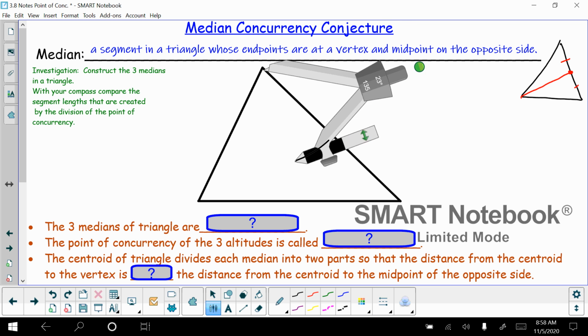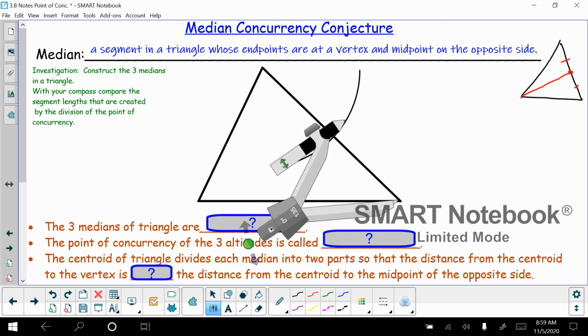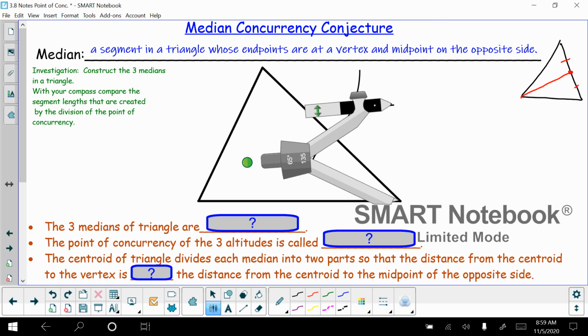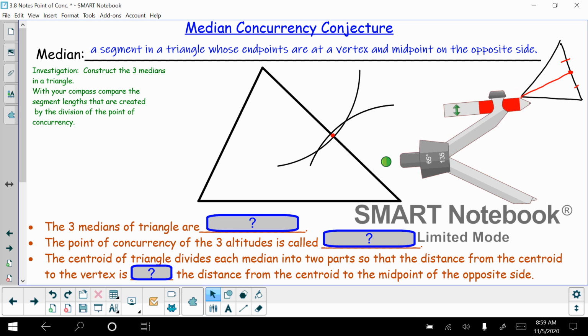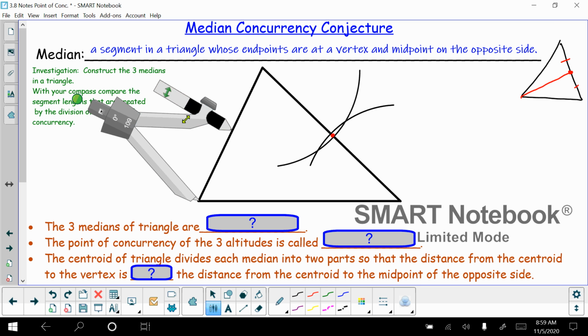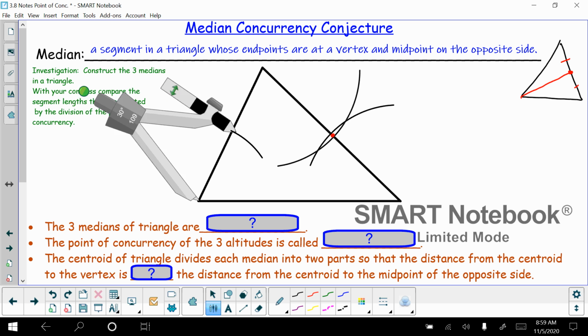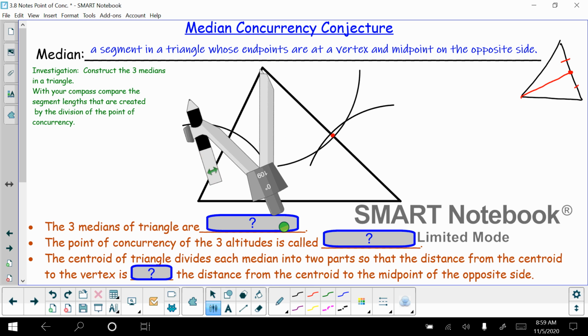So feel free to pause the video and go draw all three bisectors. Really, we're not drawing the whole perpendicular bisector, we just care about that point right there. So that's the midpoint. I'm going to do that again over here. I'm going to find the midpoint, and that means I have to go more than halfway and make an arc. Place it on the other end.